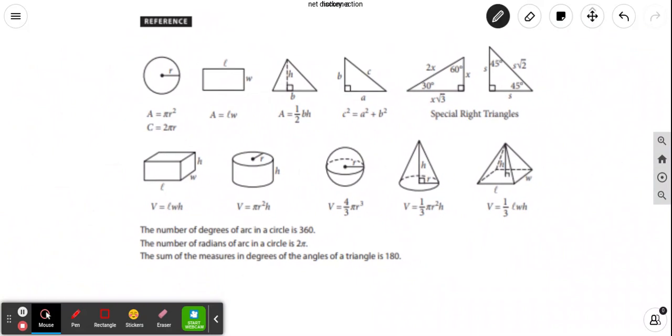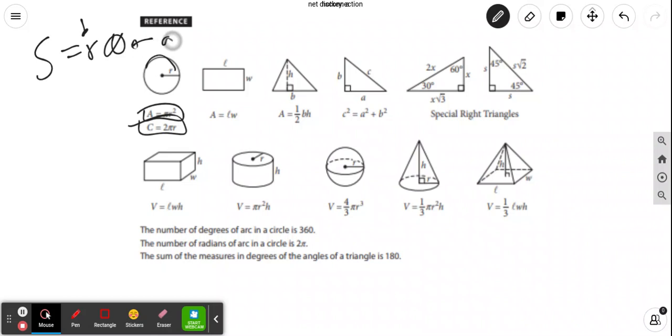Okay, let's start with the circle. Area equals pi r squared and circumference equals 2 pi r. What they might ask for is arc length, which is s equals r theta, where r is just the radius. S equals r theta, that's your arc length. But you need to make sure theta is in radians if you're doing that.